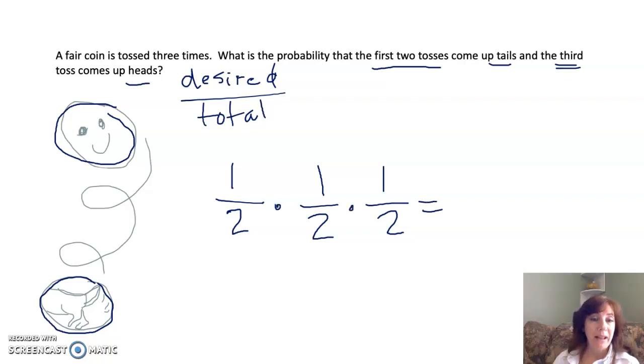So I multiply. My numerators, 1 times 1 times 1 is 1, and my denominators, 2 times 2 times 2 is 8. So I have a 1 in 8 chance of flipping a tails, then a tails, then a heads.